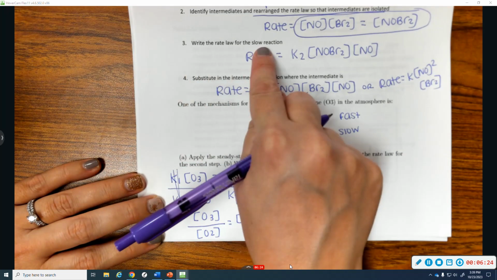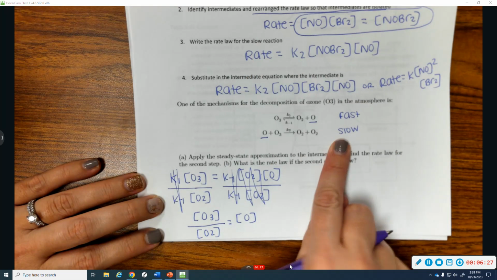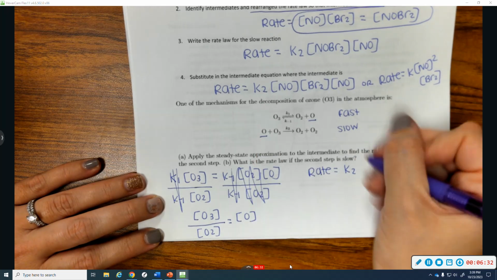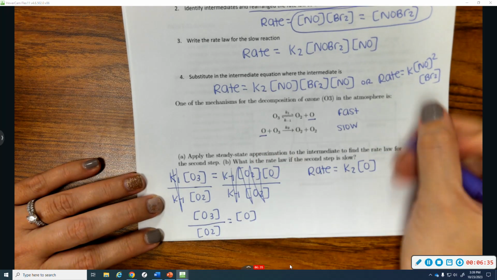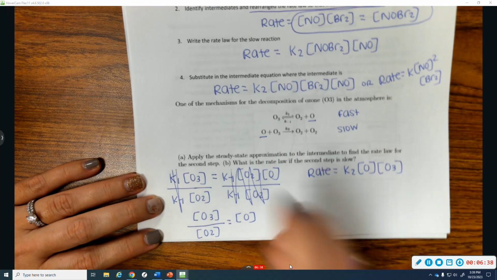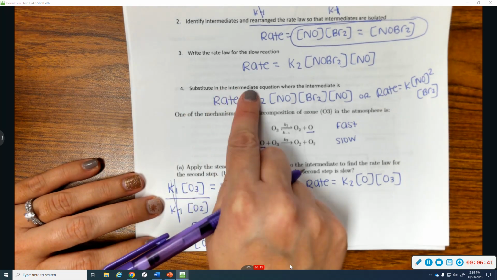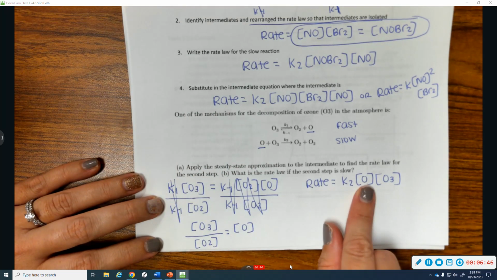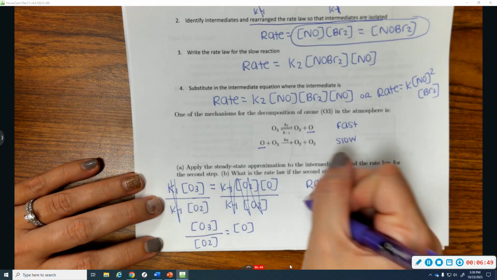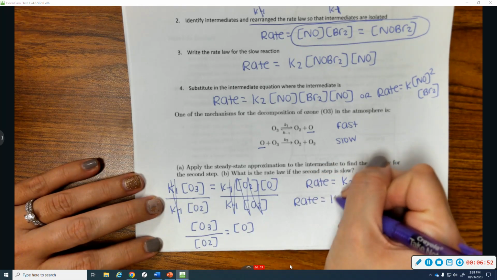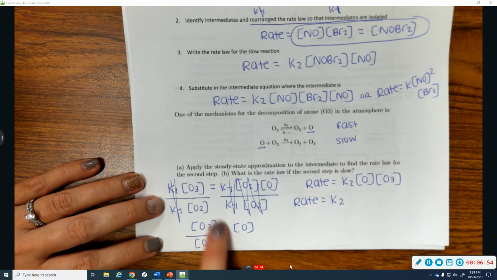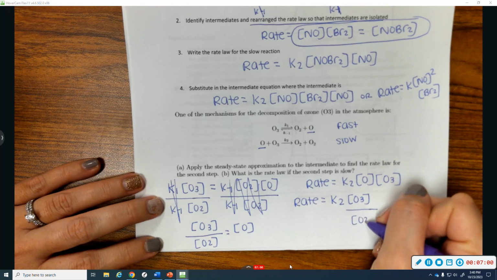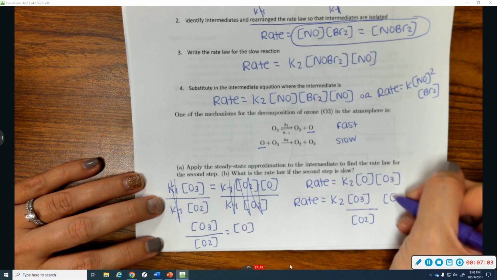Step 3, write the rate law for the slow reaction. Slow is second, so rate equals k2 times O times O3. Step 4, substitute in the intermediate equation. So substitute this in where the intermediate goes. Instead of writing O, I'm going to write what O equals. So rate equals k2, I don't put O, I write what it equals, O3 over O2, times, and pull that down, O3.